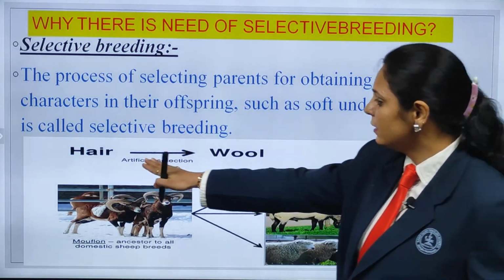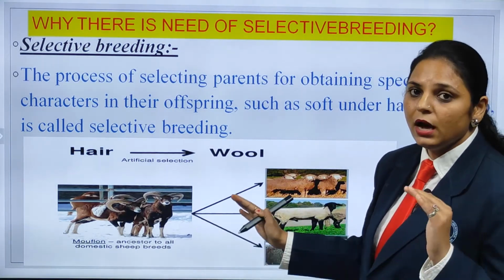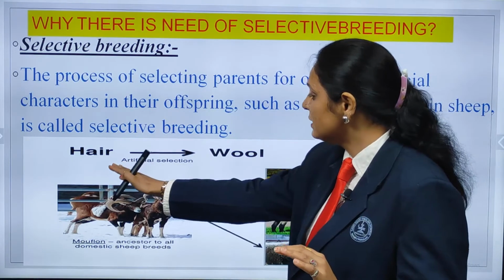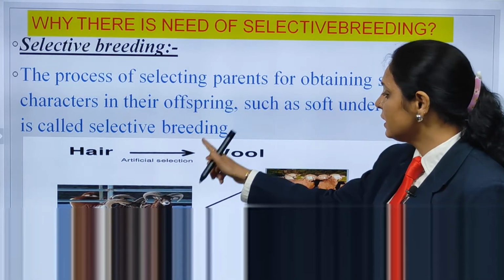Here you can see that the parents are selected as such, and the artificial selection is done, and in turn they are getting the good quality of wool. For that purpose, the selective breeding is done. You can see here that breeding is a way of producing the new plant or animal with the desired features. That is being done nowadays, only for the desired features. Whatever you want, you can get it by way of selective breeding of the two parents.